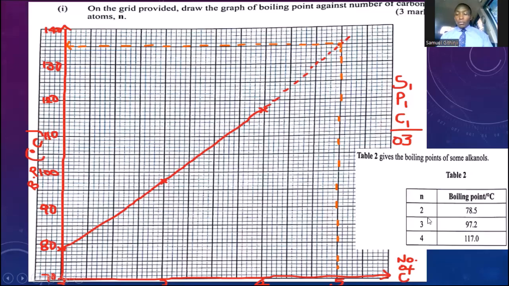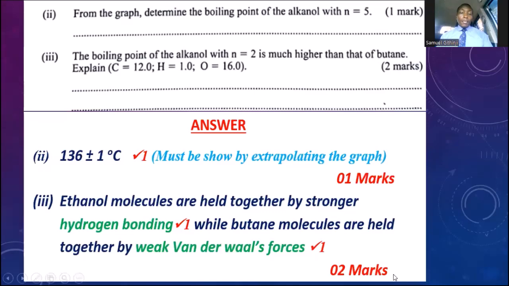Okay. For those who did it well, the boiling point there ought to have been 135, 136, or 137. The extrapolation must be shown on the table. That is 136 for my case, plus or minus 1. Okay, we can look at Roman 2.